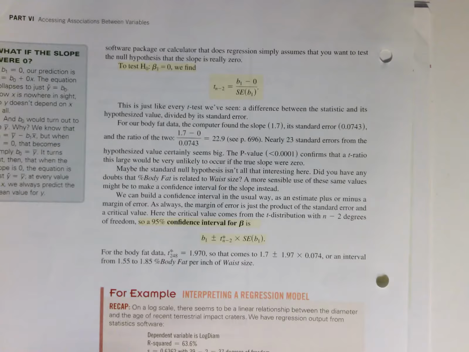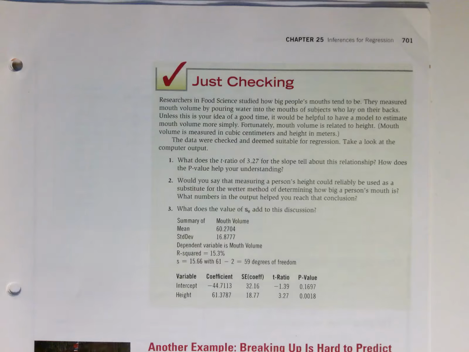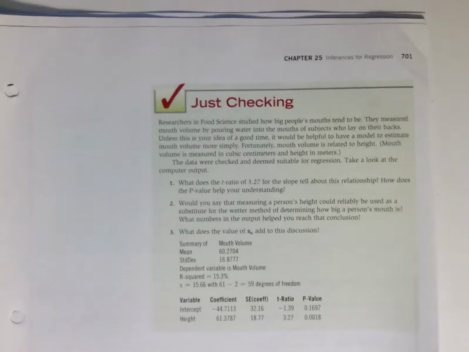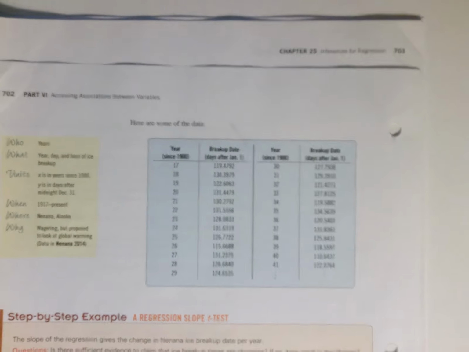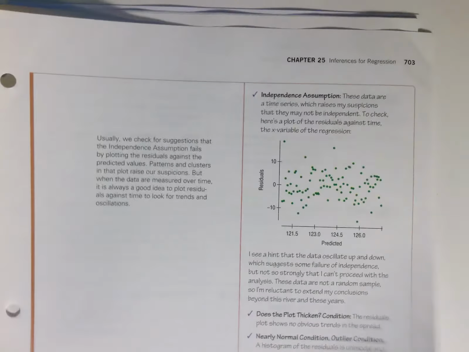So for regression inference, that's the topic of section 25.4. We actually think about interpreting these things where we get standard errors, these t ratios later on, and p-values associated with that. Just checking is a great way of confirming your understanding. There's another example about the breakup of ice in a community up in Alaska, a step-by-step example verifying each of those conditions. Very valuable to be looking forward.